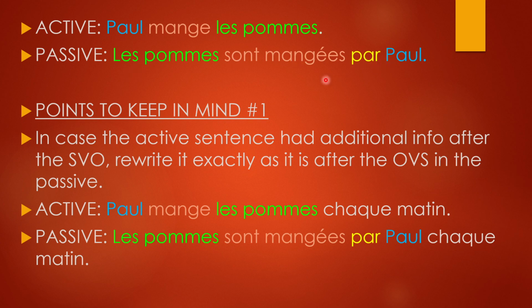Okay. Now, there are three little variations which you need to keep in mind. If the active sentence has additional information, any extra information, extra words after the subject verb object, you have to retain that as it is, keep it where it is, rewrite it exactly as it is after you do the passive transformation. So, Paul mange les pommes chaque matin. This chaque matin is extra. It is not part of the subject verb object. So, after you do the transformation from active to passive, you retain that chaque matin as it is at the end of the sentence. Okay, you don't bother about that. It is just there to distract you.